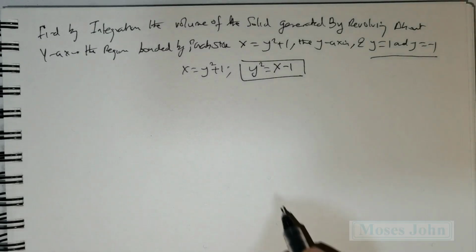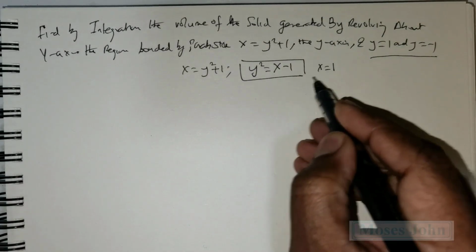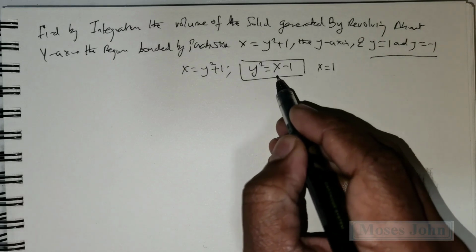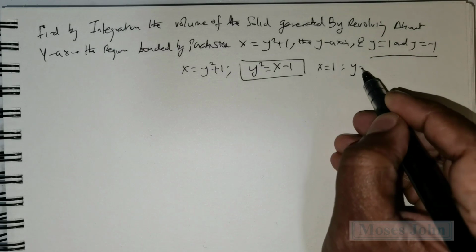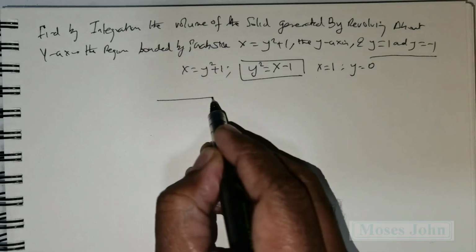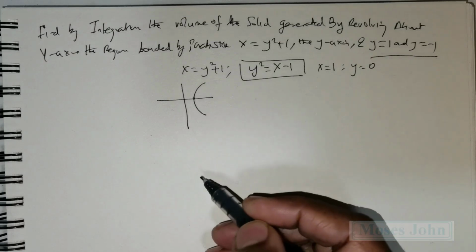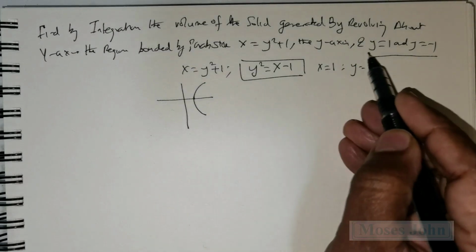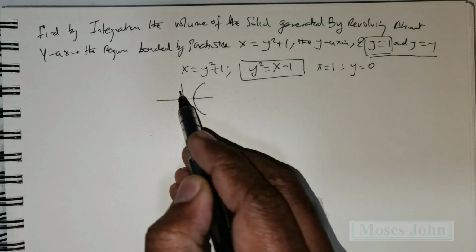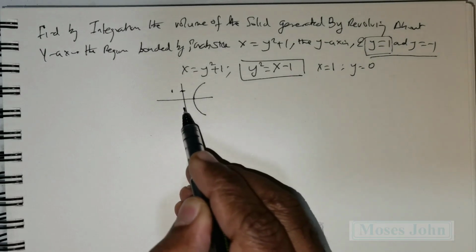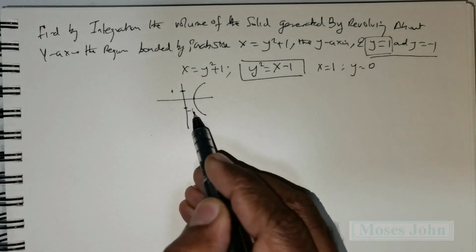So this parabola will start from x is equal to 1, right? Because x cannot take the value 0. Now when x is equal to 1, the value of y would be equal to 0. So a rough sketch would be something like this. Okay. Now we are given two lines, y is equal to 1. So if this point is 1 and this point is negative 1, right?